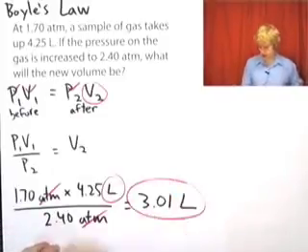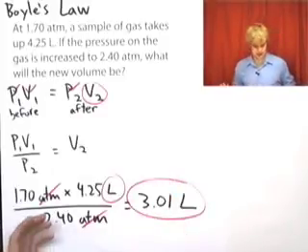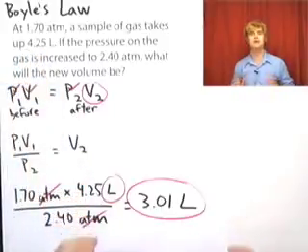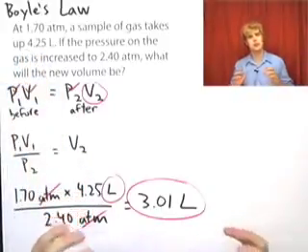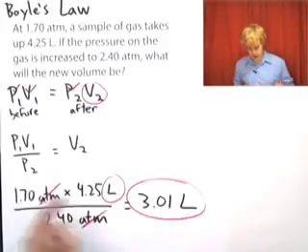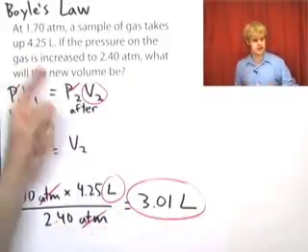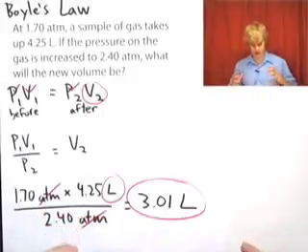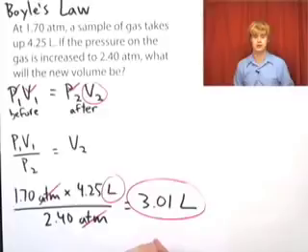Before we call it quits, let's see if this makes sense. Well, we started at 4.25 liters and we increased the pressure on the gas, which means that we squeezed it into a smaller space. So 3.01 liters is less than 4.25 liters. This makes sense that we'd have a smaller volume after increasing the pressure.